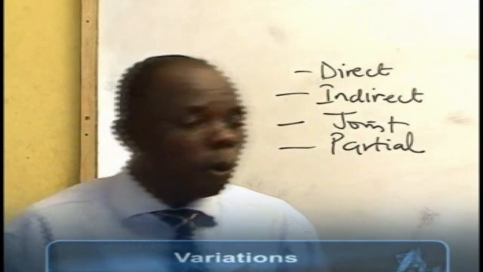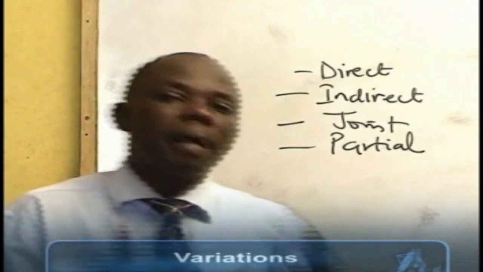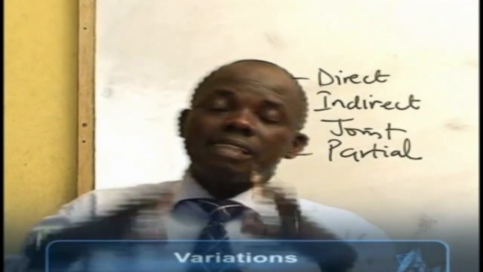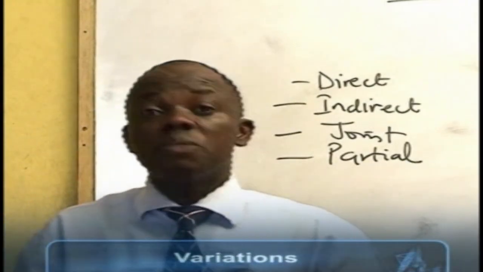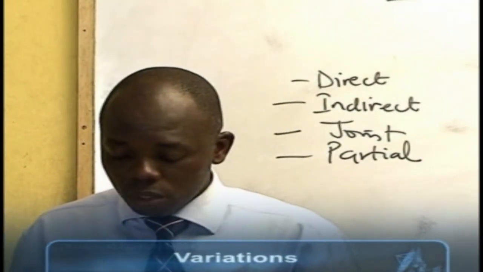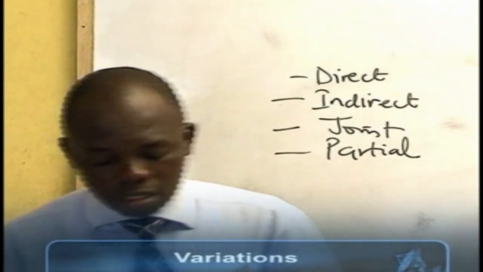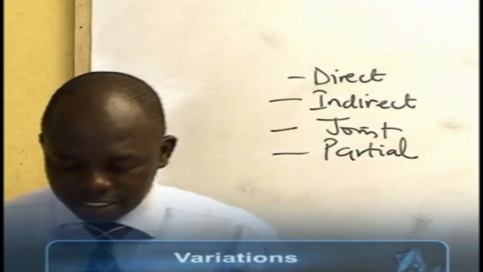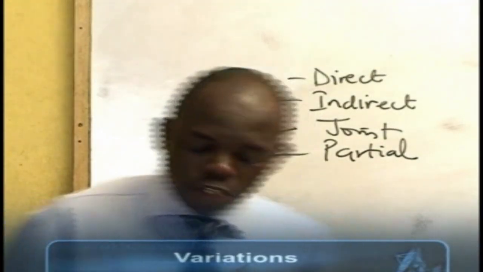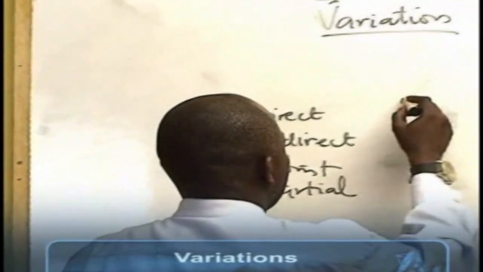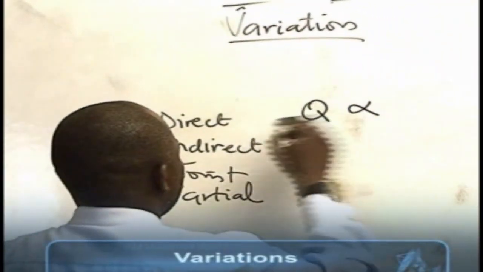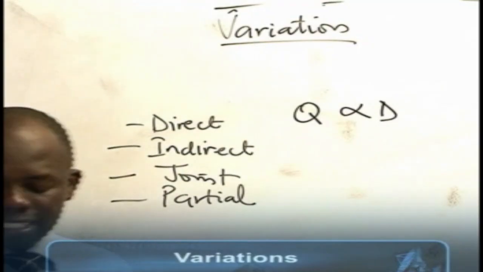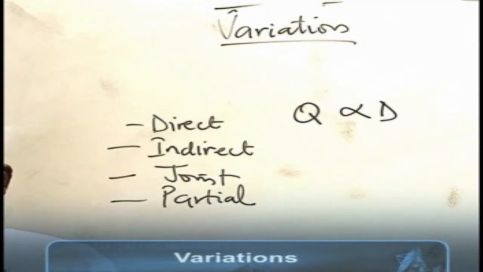And I gave the example of quality and demand. When the quality of a product is good, you will expect that the demand for that product will also be very, very high. And so that kind of relationship is called direct relationship, and it is usually represented as Q, since we are dealing with quality, varies directly as demand. The quality varies directly as the demand.